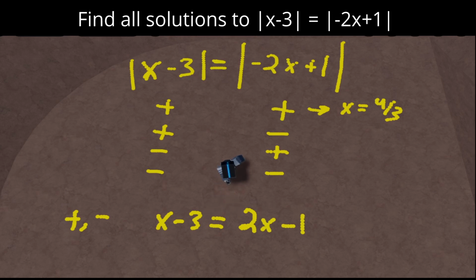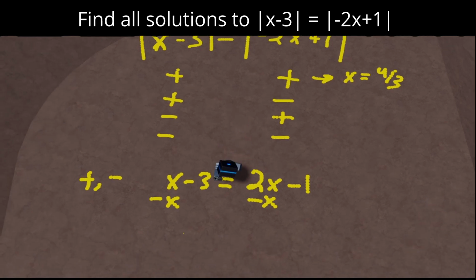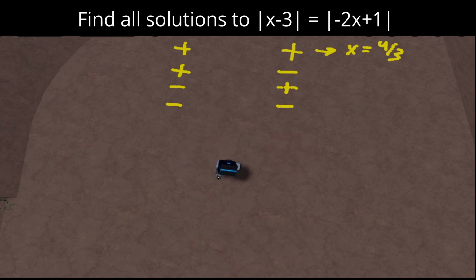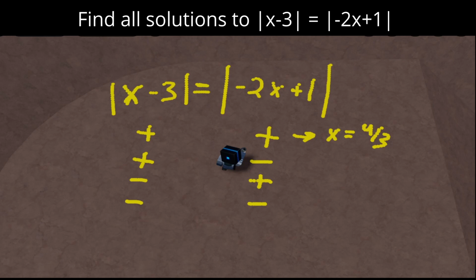Let's solve for x. I'm going to subtract x from this side. And I'll have minus 3 is equal to 2x, or that's just x minus 1. So just add 1 to both sides and we're done. So therefore, minus 2 is equal to x. That's another solution to save and think about. So this gives us x is equal to negative 2.